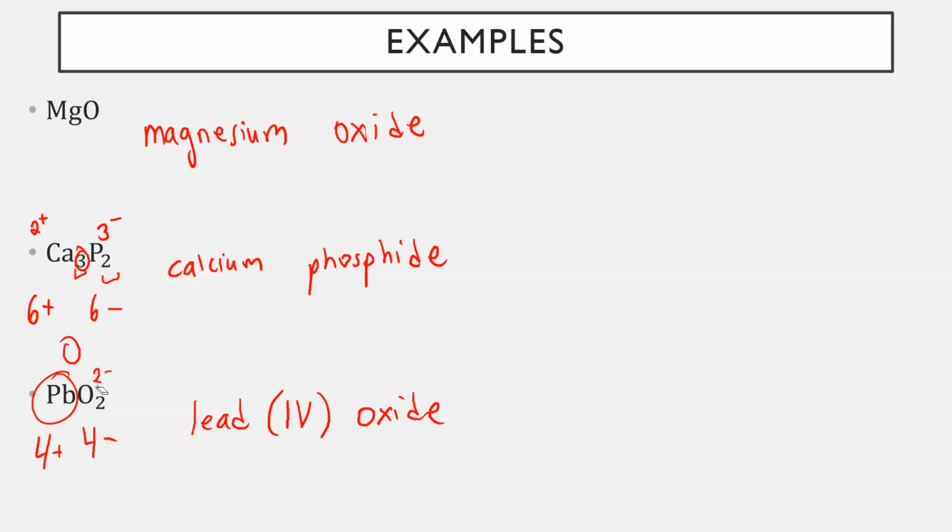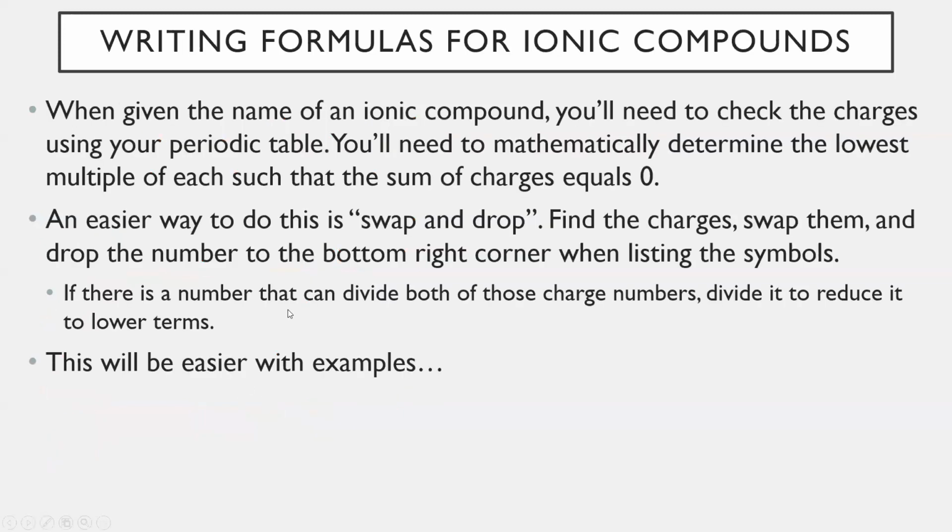I'll just erase this. I want to make it very clear that this Roman numeral does not tell you how many leads you have. It only tells you what the charge on the lead is, okay? So don't confuse that for how many leads you have. All right, moving on. Now, writing formulas for ionic compounds.